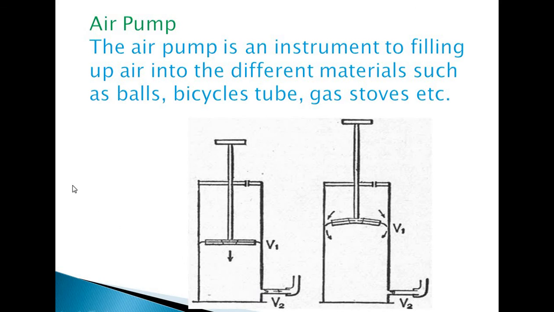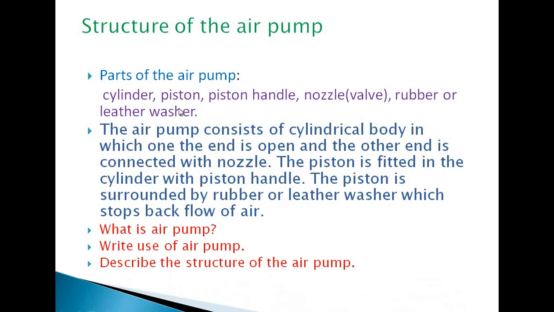Okay, let us discuss the written description of the structure of the air pump. Look at the parts of the air pump: cylinder, piston, piston handle, nozzle, rubber or leather washer. The air pump consists of a cylindrical body in which one end is open and the other end is connected with a nozzle. The piston is fitted in the cylinder with a piston handle. The piston is surrounded by a rubber or leather washer which stops backflow of air. This is the structure of the air pump.